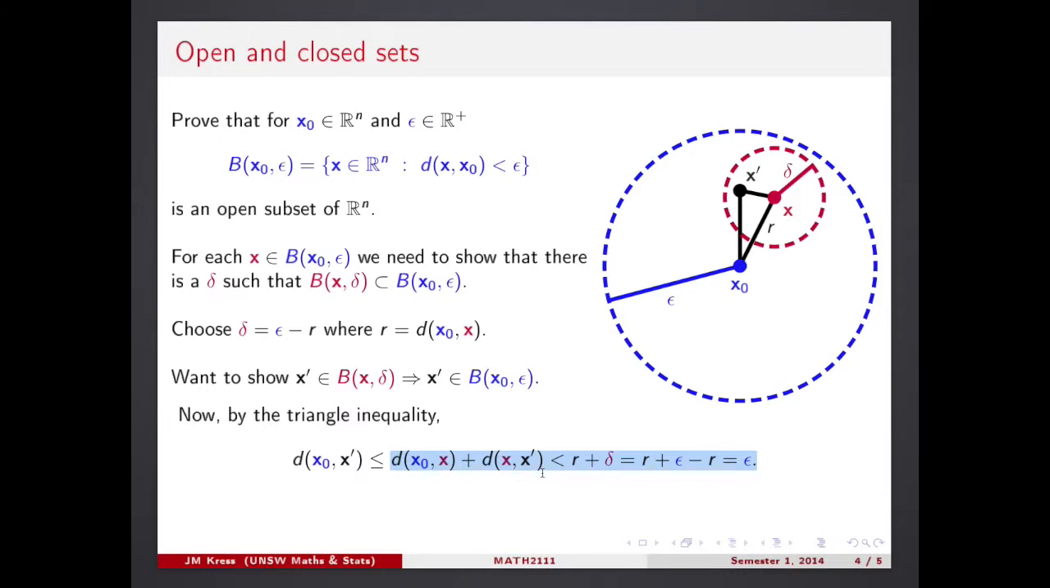Each of them individually, we have some control for them. For instance, from x0 to x, it's the r distance. From x to x dash, that's less than the delta distance, because x dash comes from this ball. Now, if you replace what delta was chosen to be, you end up with epsilon. So I have now convinced you, with the help of the triangle inequality, that this distance is controlled by epsilon. And that's the end of the proof.